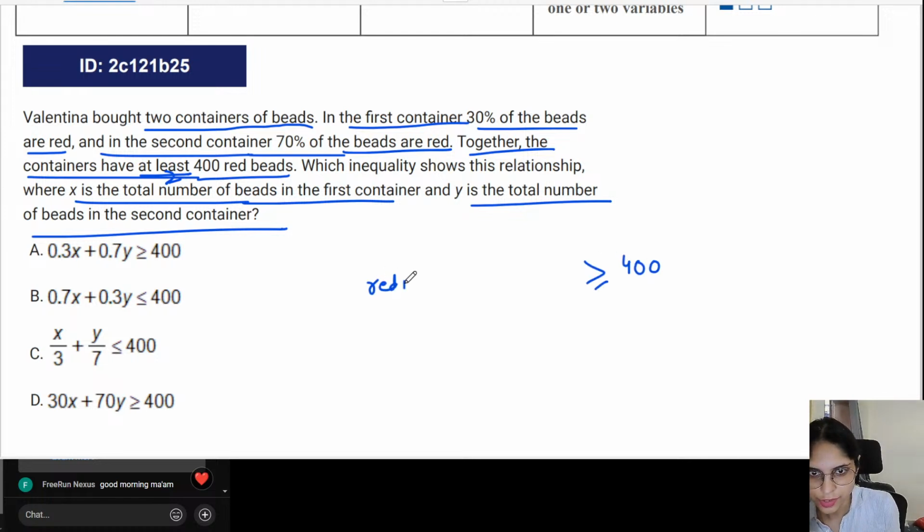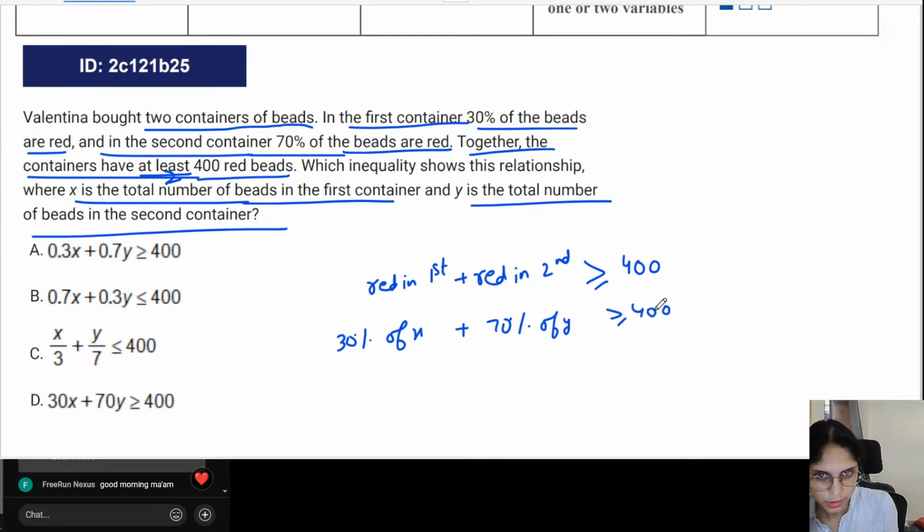So red in first plus red in second. Now this is 30% of X, because the total in the first container is X. And this is 70% of Y, because the total in the second is Y. So 30% of X is going to be 0.3X, and 70% of Y is going to be 0.7Y. So 0.3X plus 0.7Y should be greater than or equal to 400.